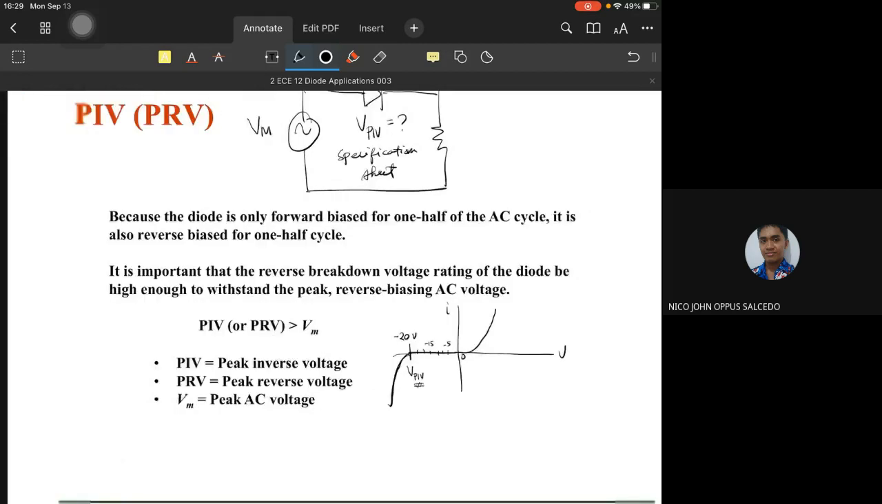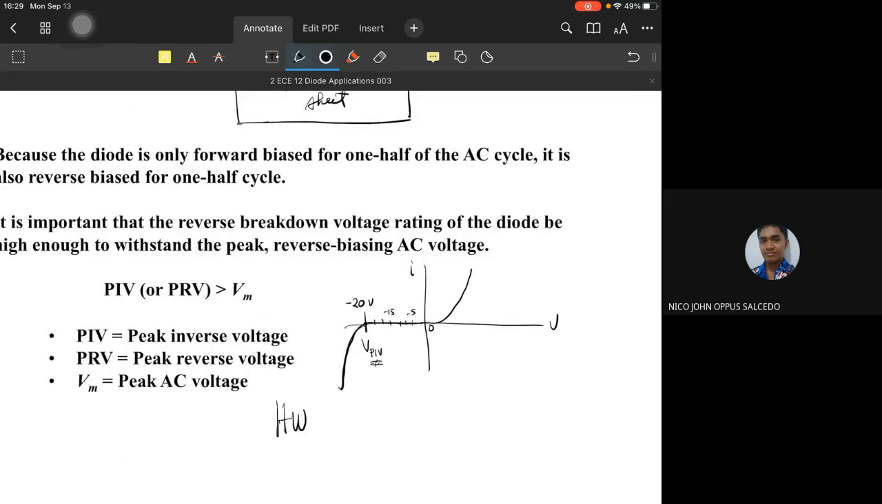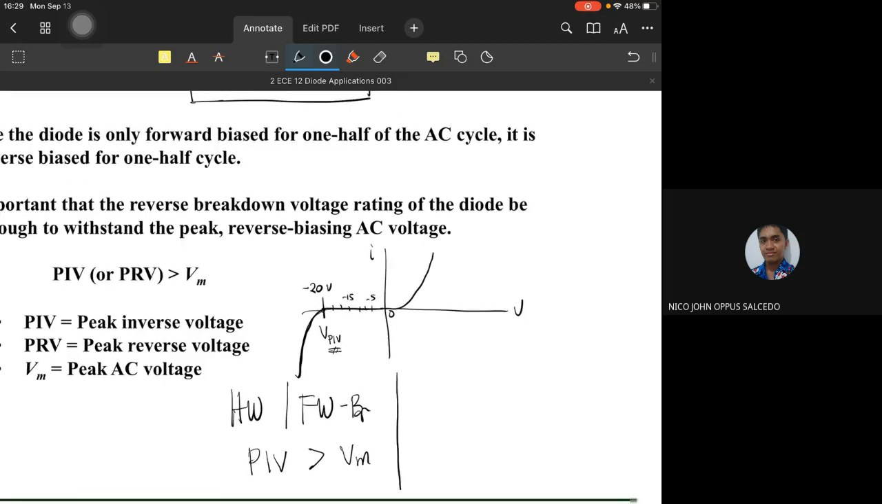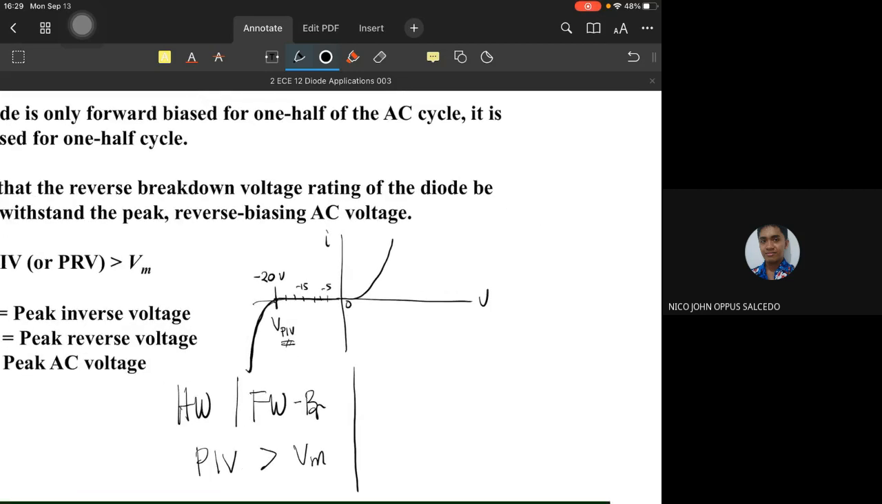Now, for half-wave rectifiers and the full-wave bridge rectifier, that's the formula. Peak inverse voltage should be greater than VM. It's not in the slide, so I will just write it. Whereas for the full wave center tap, the peak inverse voltage should be greater than twice the VM. Okay, correct?